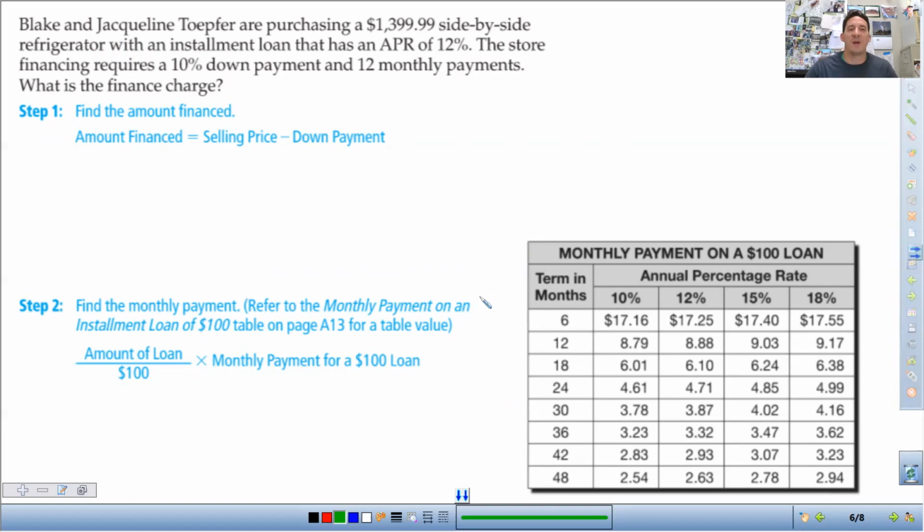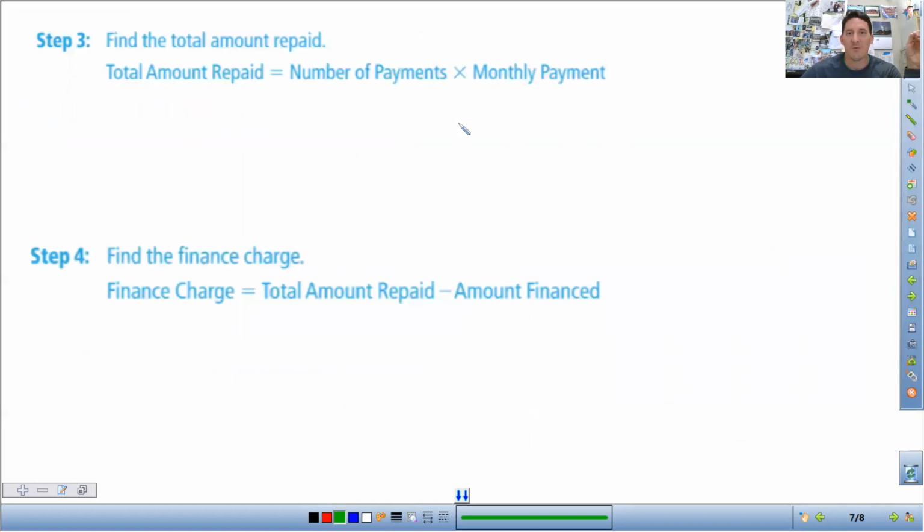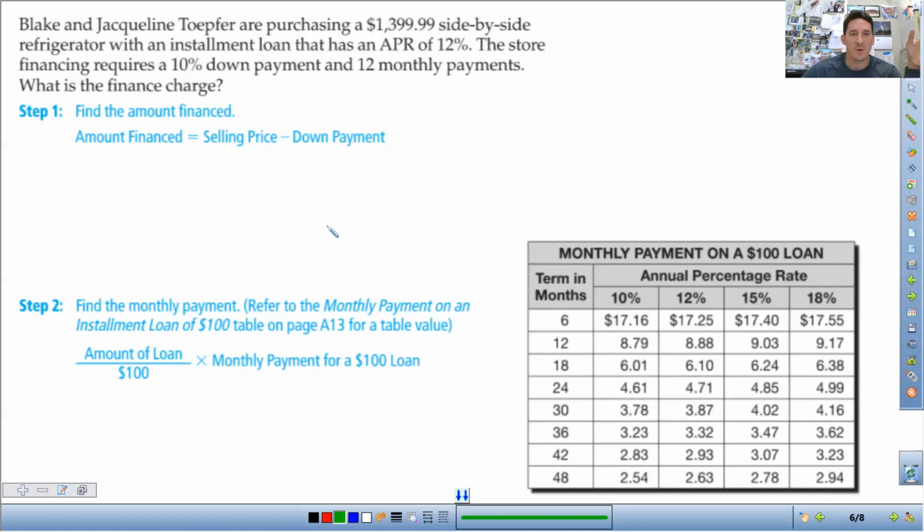So we're going to go through a few things. What is the finance charge? That's what the question's asking. Before we figure out the finance charge, one, we need to figure out the amount of the loan. Two, we're going to figure out how much the monthly payments are. And then you're going to figure out the total amount repaid. The difference between the total amount that you're repaying and the loan amount, that's going to be the finance charge. So basically the interest on the loan is the finance charge. So that is what we're talking about here.